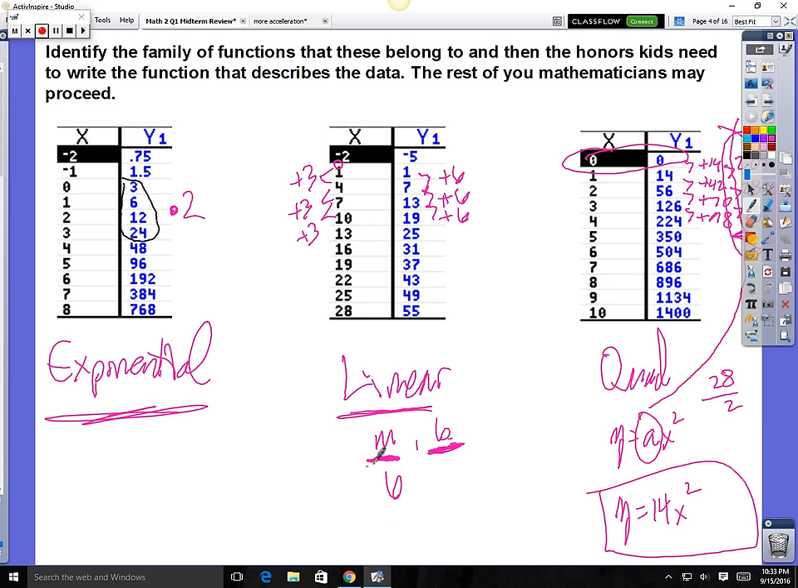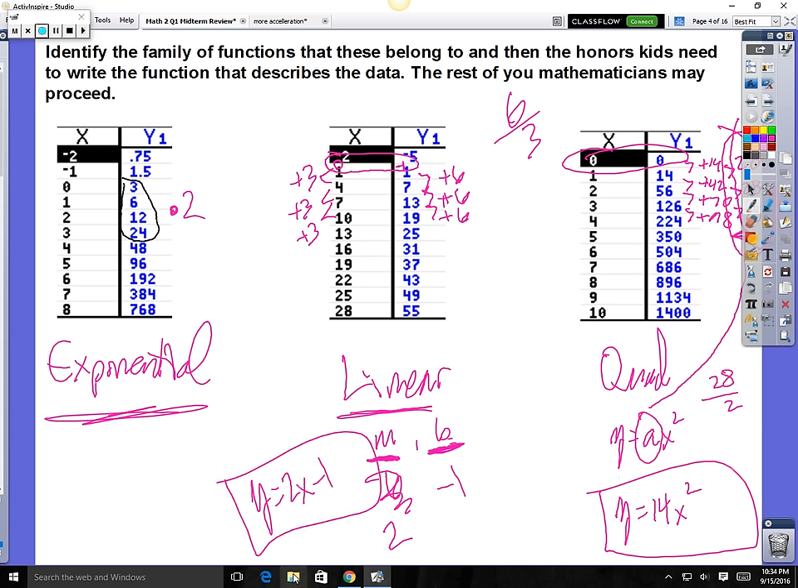Alright, so the m is not 6. Your m is rise over run. So it's 6 over 3. Your m is actually 2. So every time it's going up, not by 6, it's going up by 6 every third time. Every time it's going up by 2. So my 0, if I go down 2, my 0 is going to be a -1. So my b is -1. My m is 2. My function is y equals 2x minus 1.